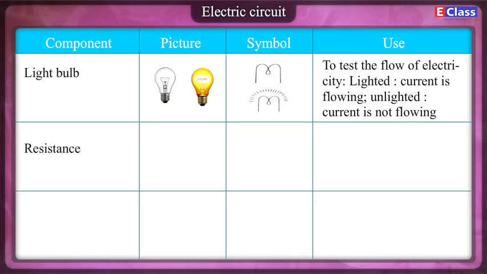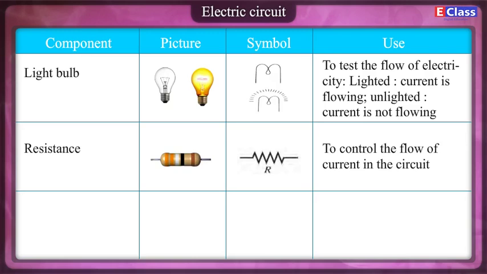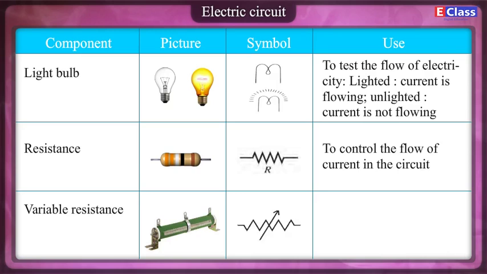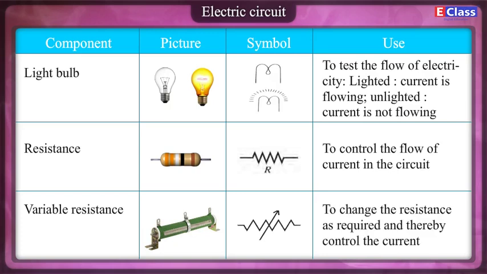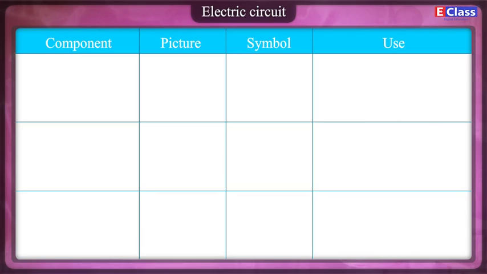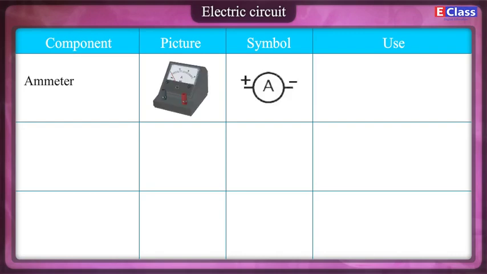Component: resistance. Use: to control the flow of current in the circuit. Component: variable resistance. Use: to change the resistance as required and thereby control the current. Component: ammeter. Use: to measure the current flowing in the circuit.